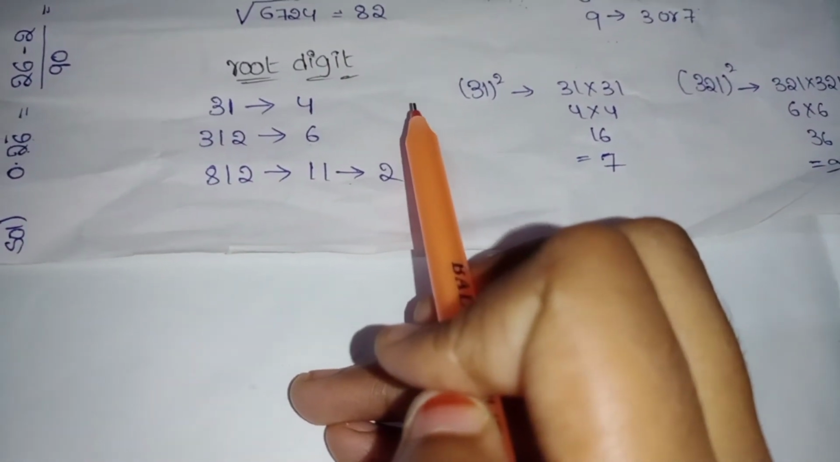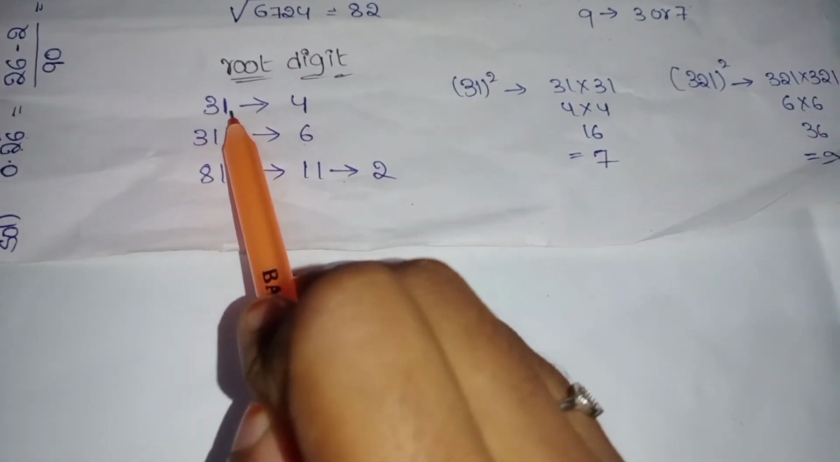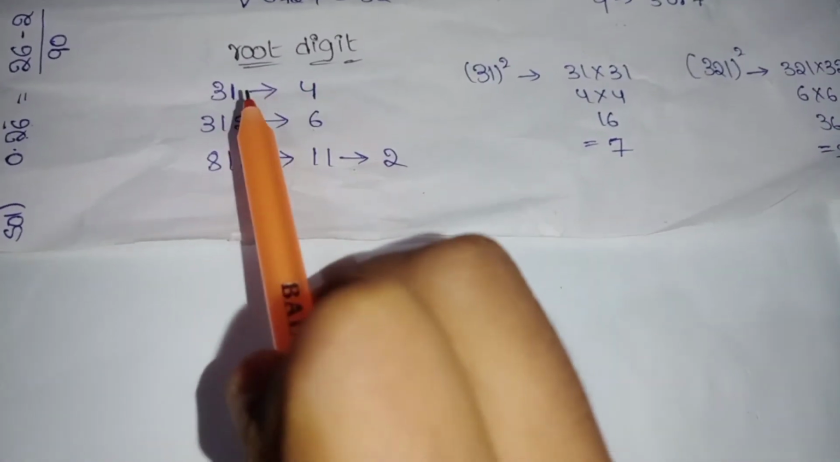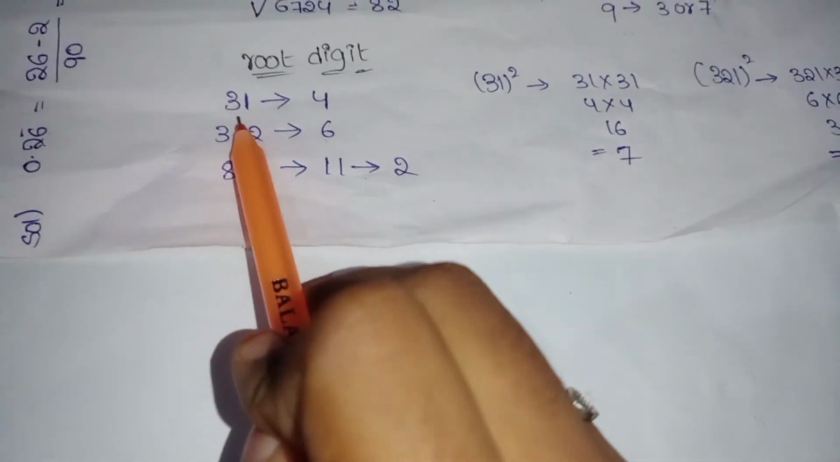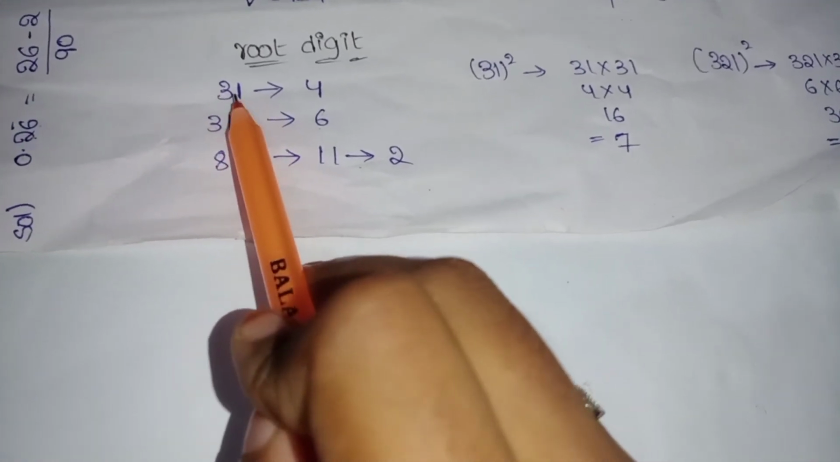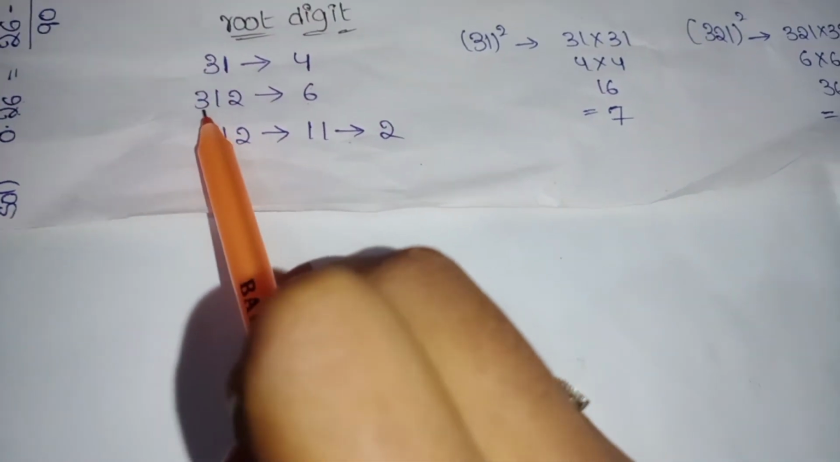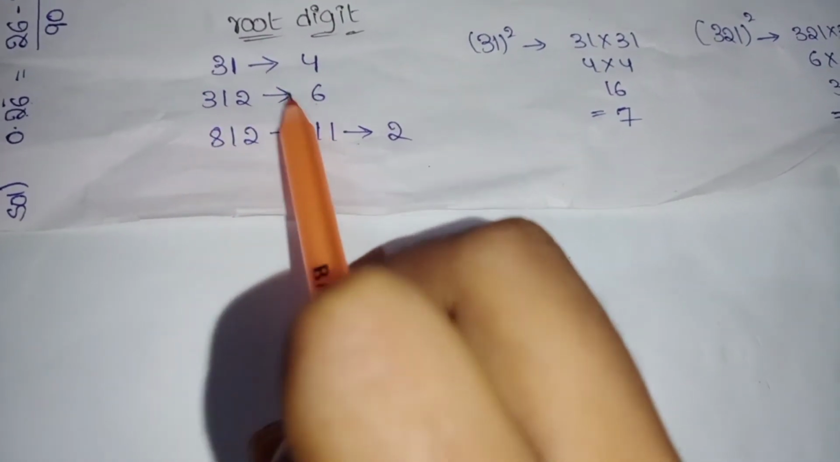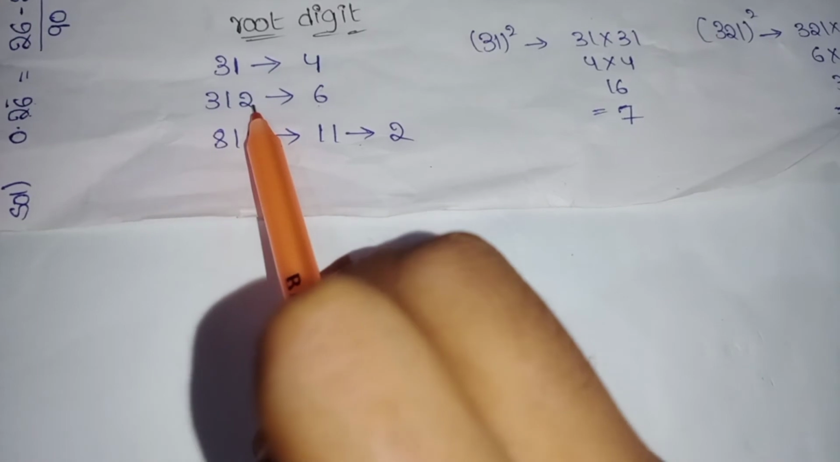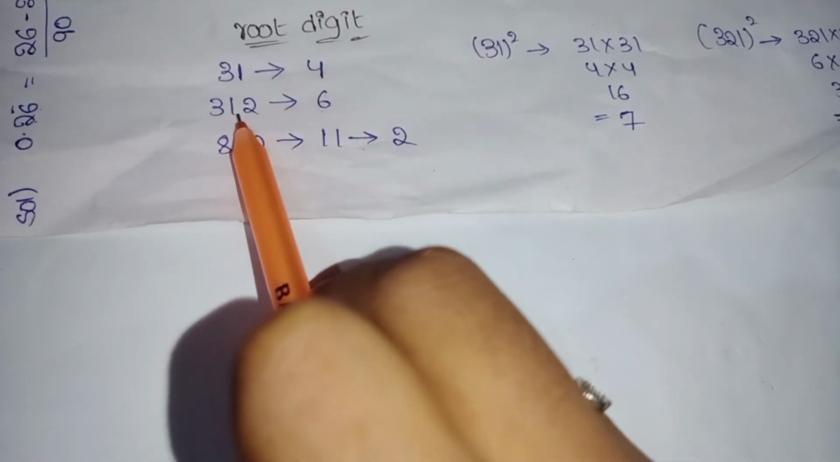How to find the root digit? The sum of the digits is the root digit. Here for 31, the sum of this number is 3 plus 1 is 4. 4 is the root digit of 31. And here 312 is there. The sum of this number is 3 plus 1, 4. 4 plus 2, 6. 6 is the root digit of 312.